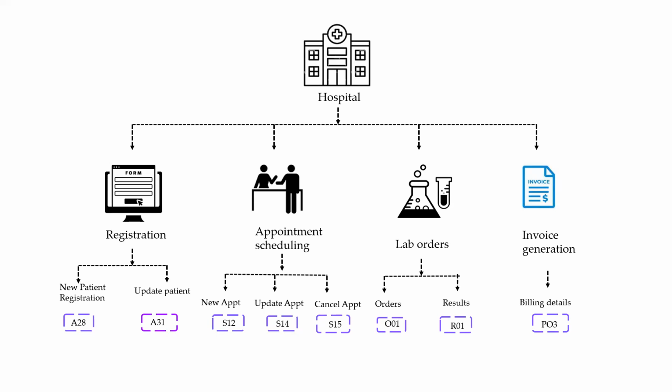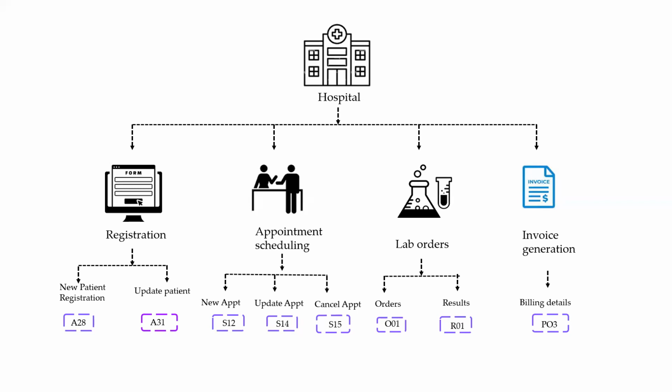Next you have appointment scheduling. Scheduling has three events that we frequently see. Number one is new appointment, which is represented with S12. Then update of an existing appointment, which is nothing but checking in the patient or updating the status of the existing appointment from check-in to walked in or started. And then you have S15, which is cancellation of appointment, representing canceling an existing appointment.